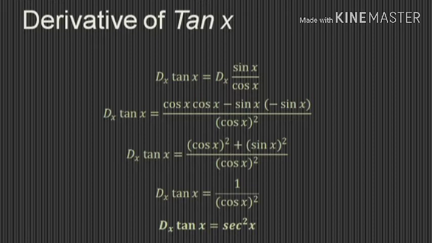Cosine x times cosine x is equal to cosine x squared. Negative sine x times negative sine x is equal to sine x squared. Don't forget that sine x squared plus cosine x squared is equal to 1. This is the trigonometric identity. So dx tangent x is equal to 1 over cosine x squared. 1 over cosine x is secant x. So dx tangent x is equal to secant x squared.